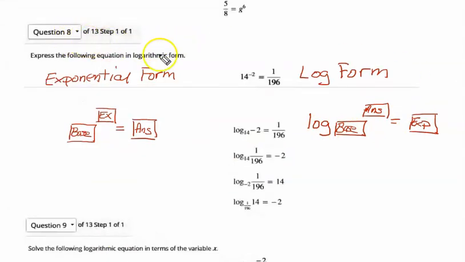In example 8 now, this ties into our work with negative exponents. But we're asked to put this just in its log form. So what is our base? Our base is 14. What is our answer? We have to put log base 14 of our answer, 1/196, equals our exponent of -2. So matching this up, it looks like this one right here.